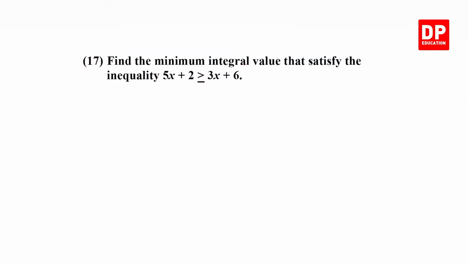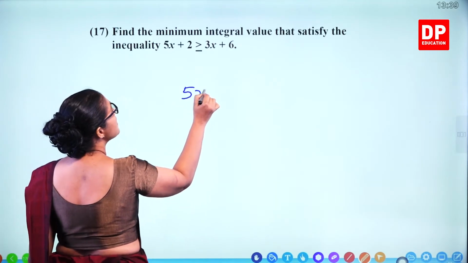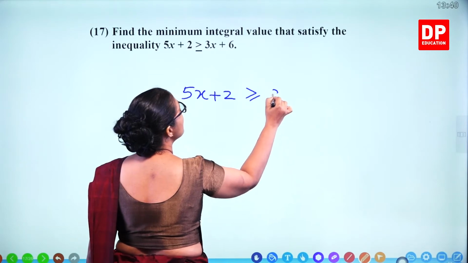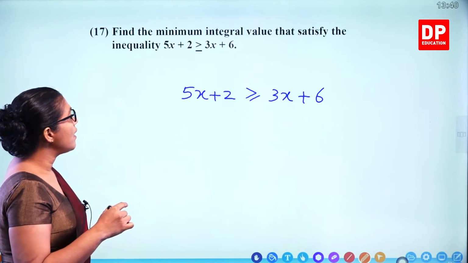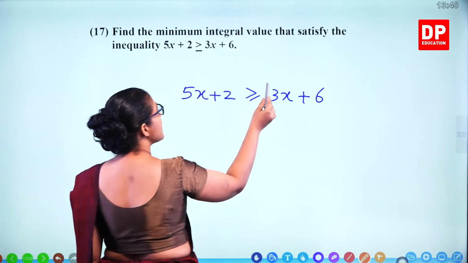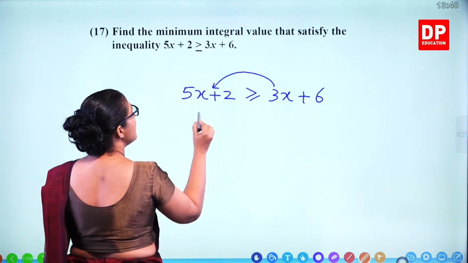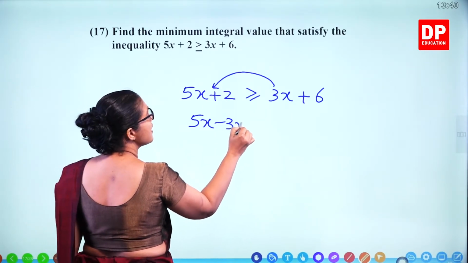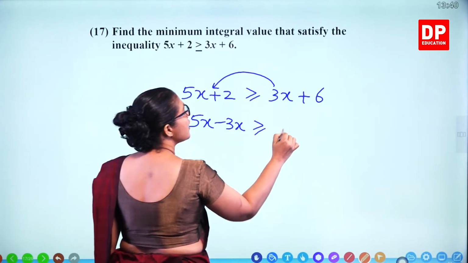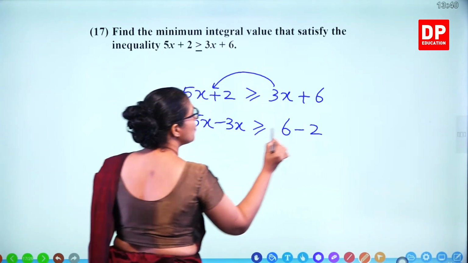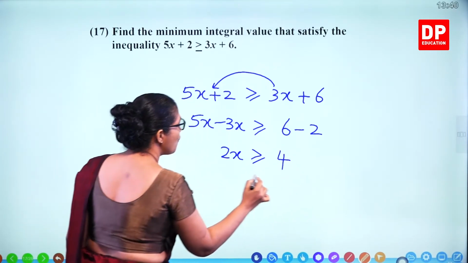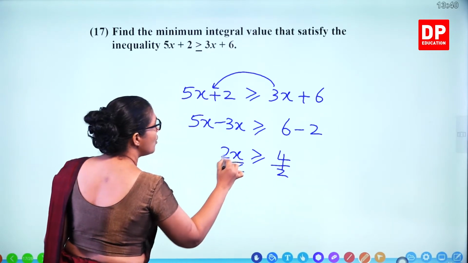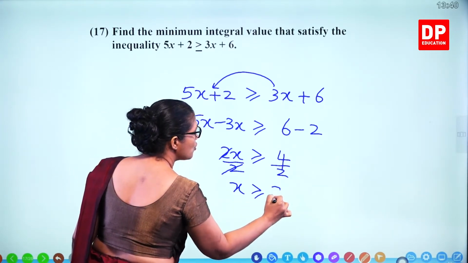Question number 17. Find the minimum integral value that satisfies the inequality 5x plus 2 greater than or equal to 3x plus 6. How do you solve the inequality? Take all x terms to one side and numbers to the other side. So 3x, I can take it to this side. 5x minus 3x. 2, I want to take it to the other side. Then 2 becomes minus 2. 5x and 3x, you get 2x. 6 minus 2, 4. When you divide by 2, you get x is greater than or equal to 2.